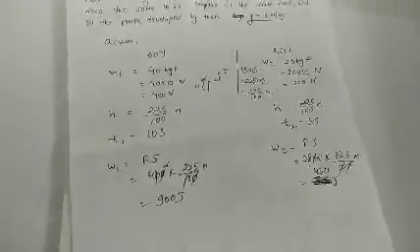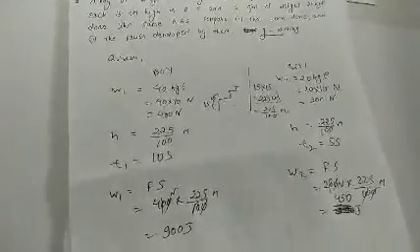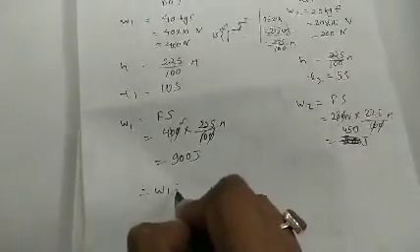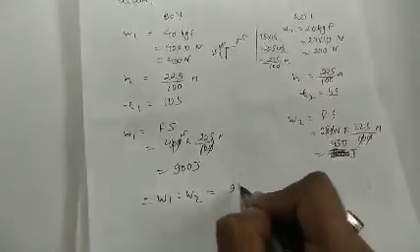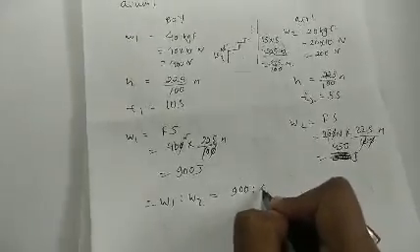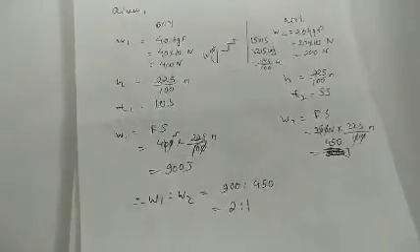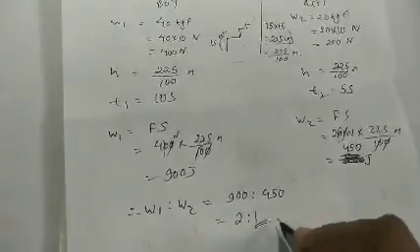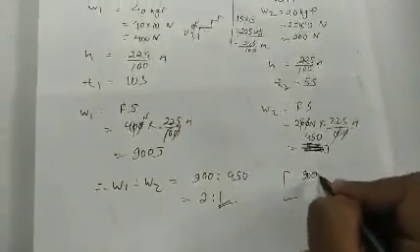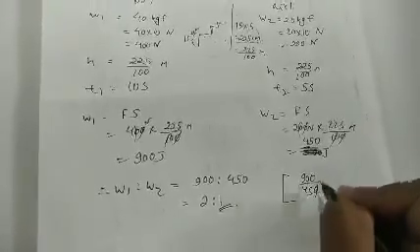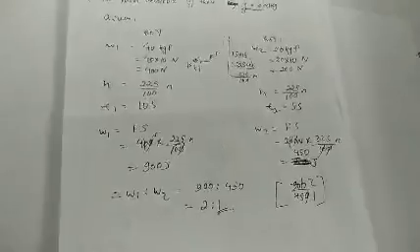Alright, now since the question says compare, we'll compare. Therefore work 1 is to work 2. Their work done is 900 is to 450 equals 2 is to 1. How did we get this 2 is to 1? 900 by 450. 45 ones are 45, 45 twos are 90, so it is 2 is to 1.